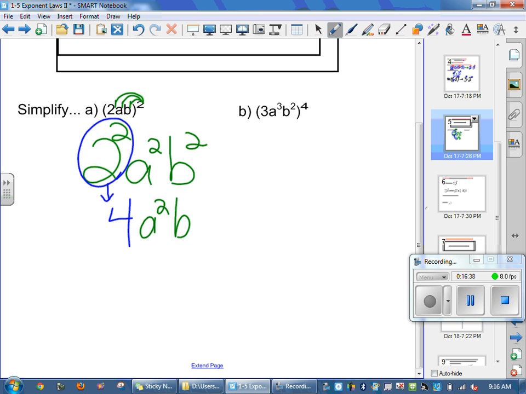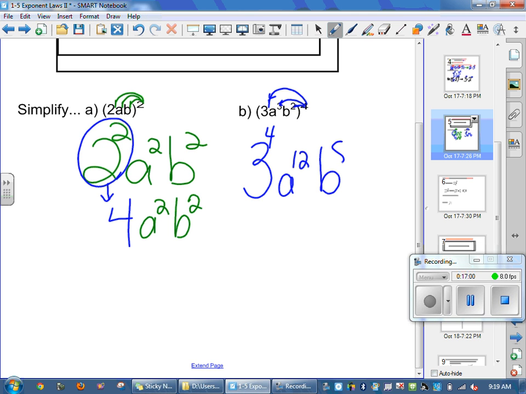You try letter b, push pause now and play when you're ready. Okay, let's see what we have here. We have a 3 exponent 1 we can't forget about. And we're going to multiply the 4 into all exponents. So that's going to give me 3 exponent 4, a exponent 12, and b exponent 8. Who got that so far for an answer?